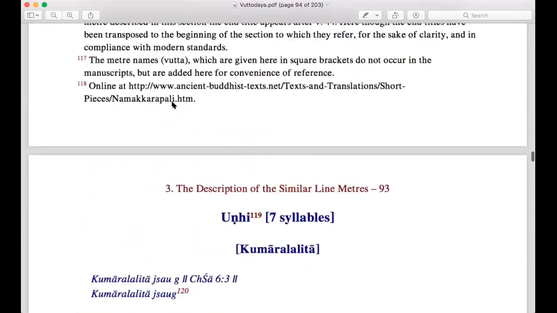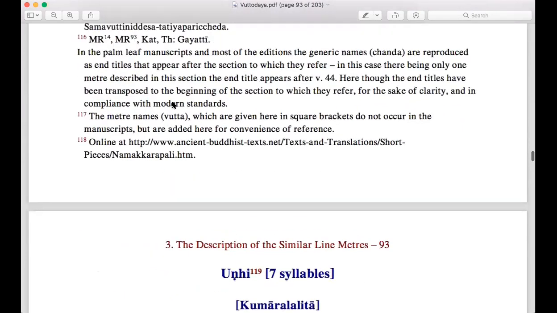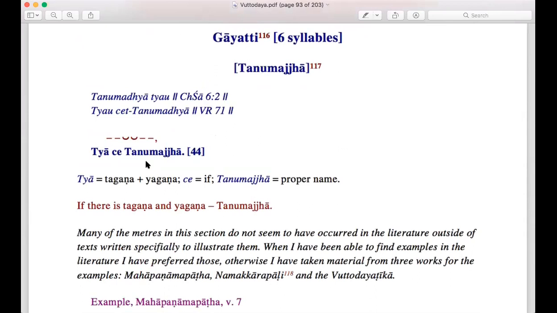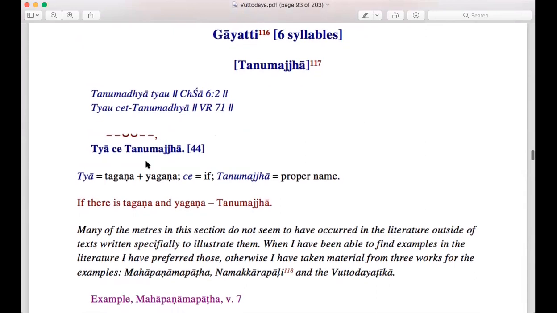For example, let's go to Tanumajja first. Tanu means thin, right? Majja means the middle. So the middle is thin. As I can remember, Tanumajja refers to a woman whose middle is thin, right? A woman whose middle is thin is called Tanumajja. So a woman whose middle is thin is attractive, right? So this verse is also the same as a woman with a thin middle. Middle means the middle of the body, right? So that's why we call it Tanumajja.